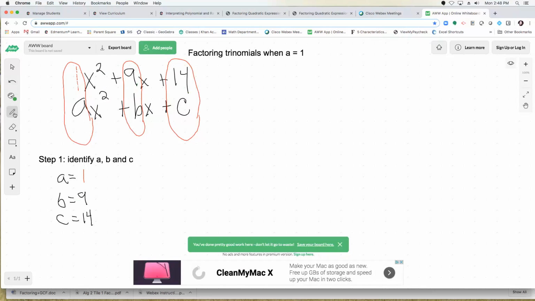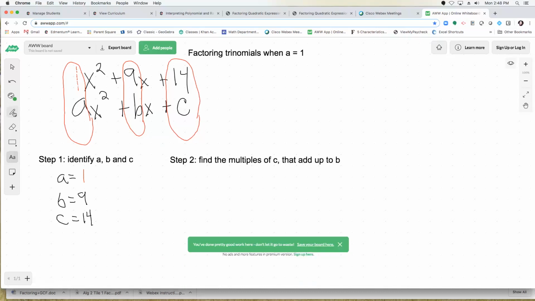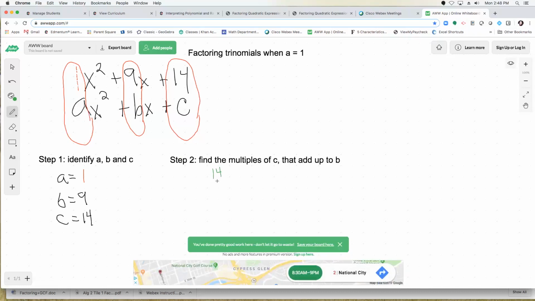Okay, so moving on. Let's go to our step 2. I'm going to write step 2 over here. Step 2: find the multiples of C that add up to B. Kind of a funny sentence, but let's take it piece by piece. So find the multiples of C. What is C? Well, we identified C over here. C is 14. So what are the multiples of 14? What times what gives me 14?